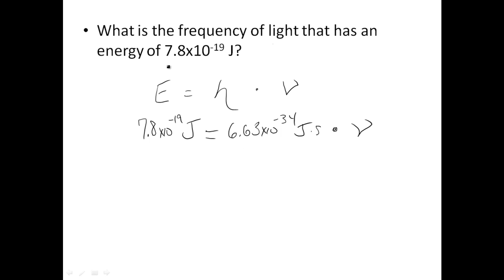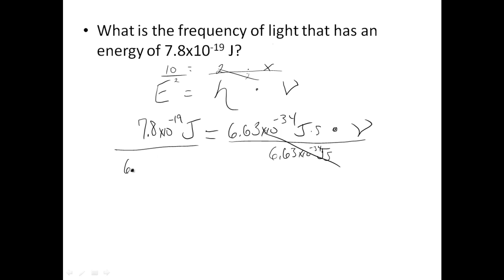So this is like saying 10 equals 2 times x. Let's get the x alone. Divide this side by 2, divide this side by 2, so you put 10 in your calculator first. You want to get the frequency alone, so you're going to divide by this on both sides. So they cancel, and then you do this. 6.63 times 10 to the negative 34th joules seconds.